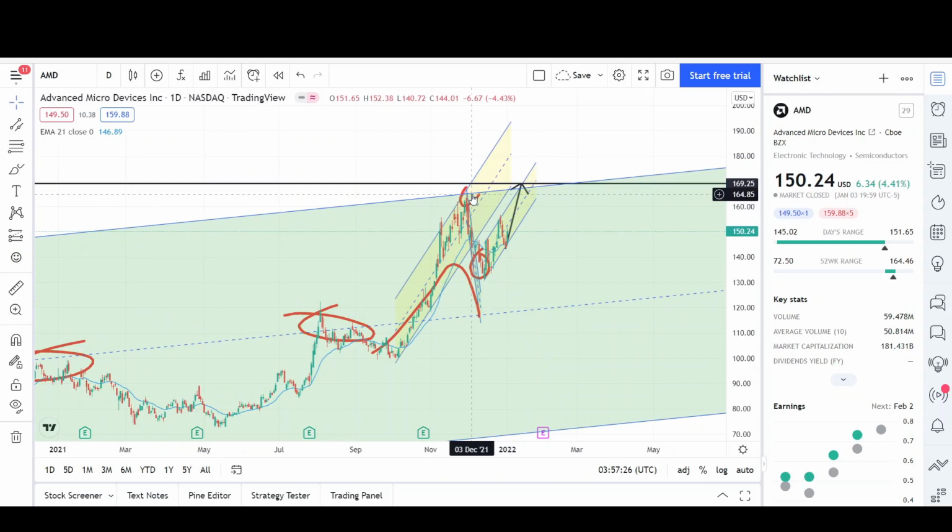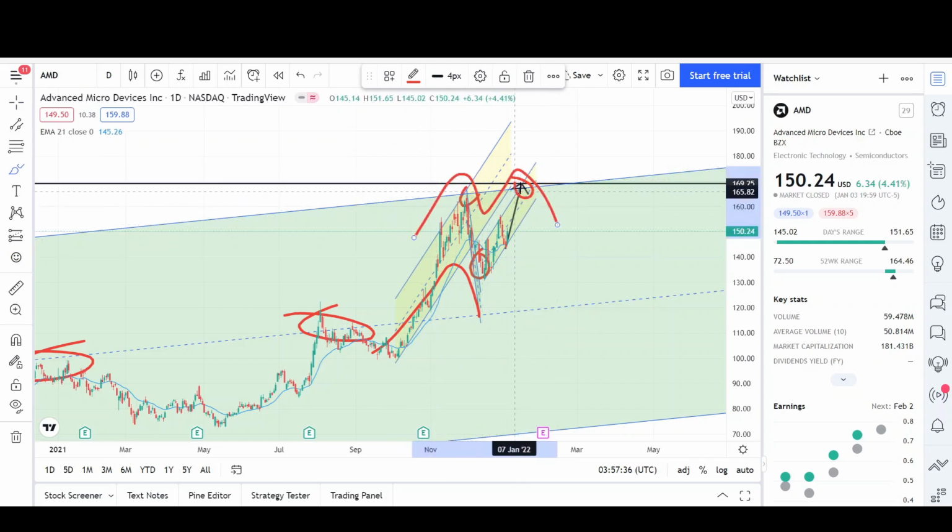So I think once we get this new high in place, we're probably going to see a bigger correction play out, and it will probably look like a double top pattern also, and the measured move will be hit.